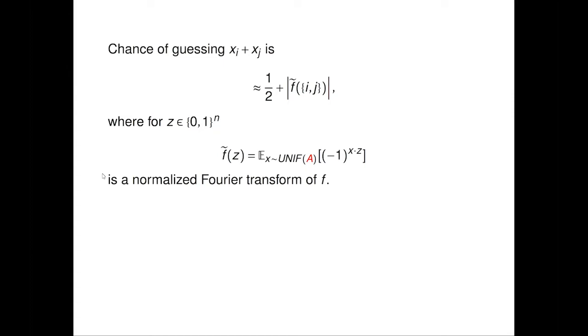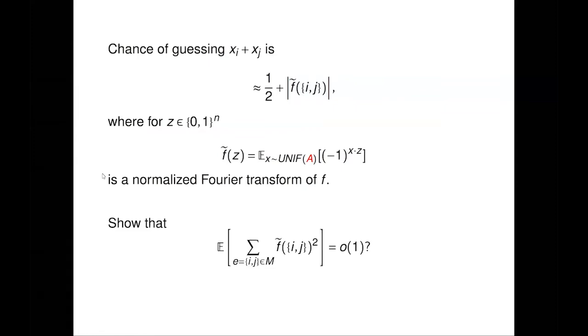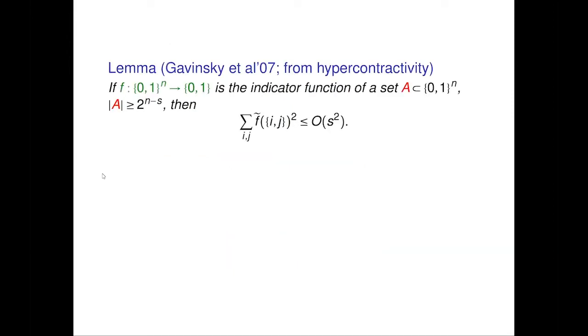It's just the expectation of the parity (-1)^(x dot z), over x uniformly random among those bit strings that are consistent with Alice's message. And for example, just to argue that Bob cannot guess any of the parities on his edges, it would be enough to show that in expectation over the random matching, the sum of squared Fourier coefficients of the corresponding pairs of vertices in the matching is small. And indeed, this turns out to be the case.